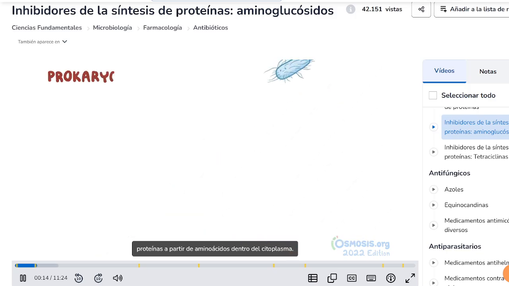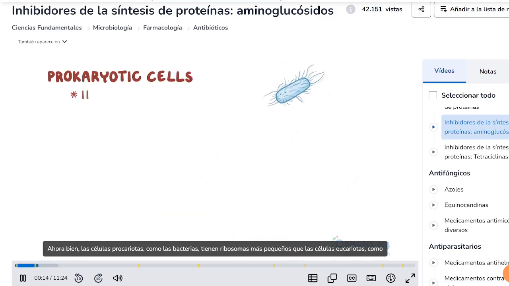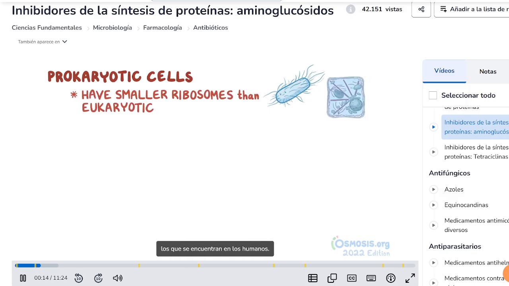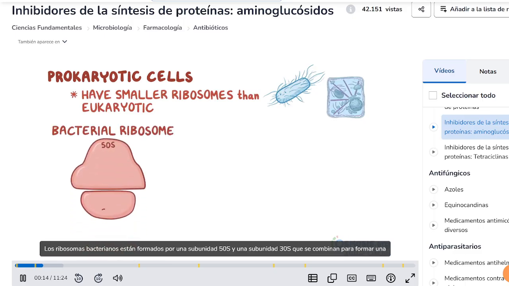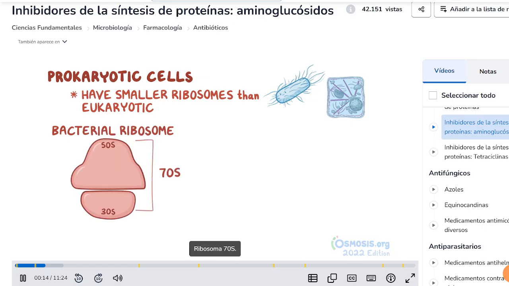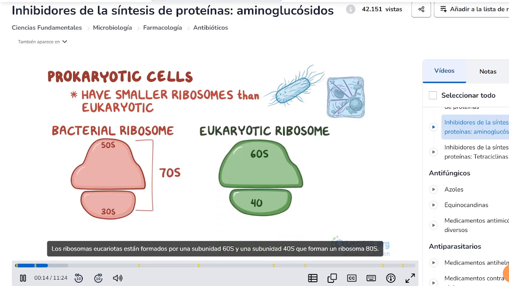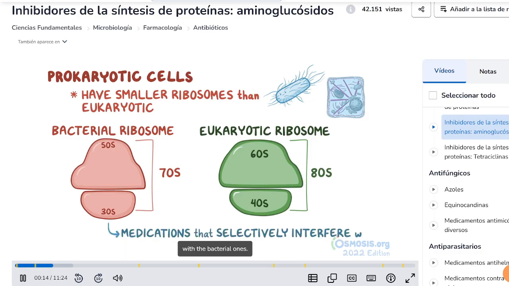Now, prokaryotic cells, like bacteria, have smaller ribosomes than eukaryotic cells, like those found in humans. Bacterial ribosomes are made up of a 50S subunit and a 30S subunit, which combine to form a 70S ribosome. Eukaryotic ribosomes are made of a 60S and 40S subunit that form an 80S ribosome. Since these proteins are different, we can create medications that selectively interfere with the bacterial ones.